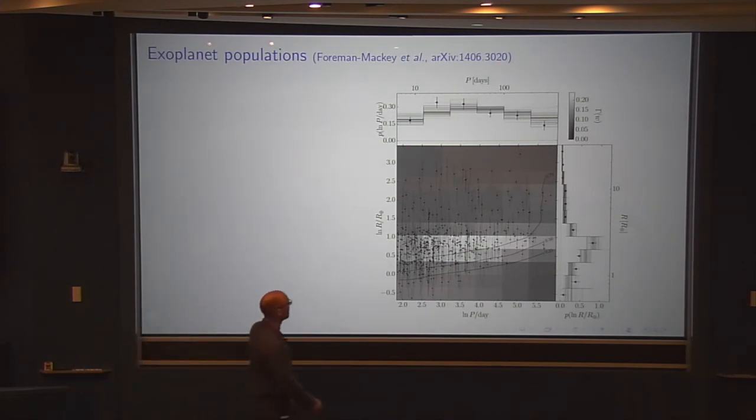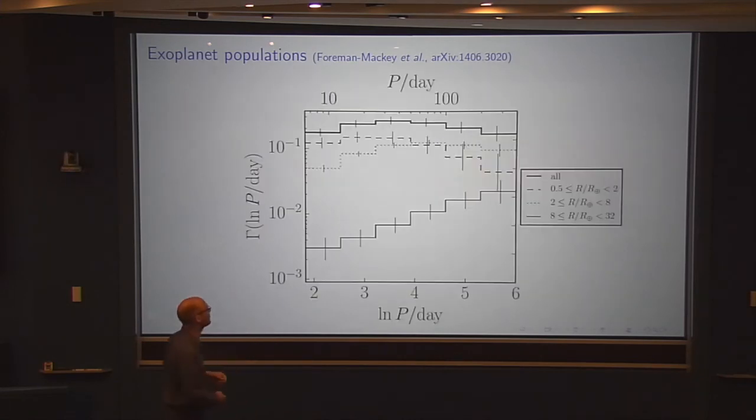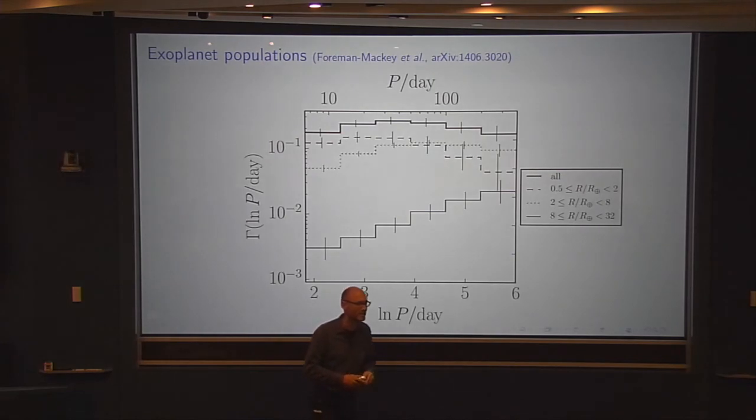Okay, good. So that's just kind of a picture of our hierarchical inference, which I don't want to tell you too much about, but I will show you the primary results. So here's the primary results of our population inference. The first result is the period distribution.